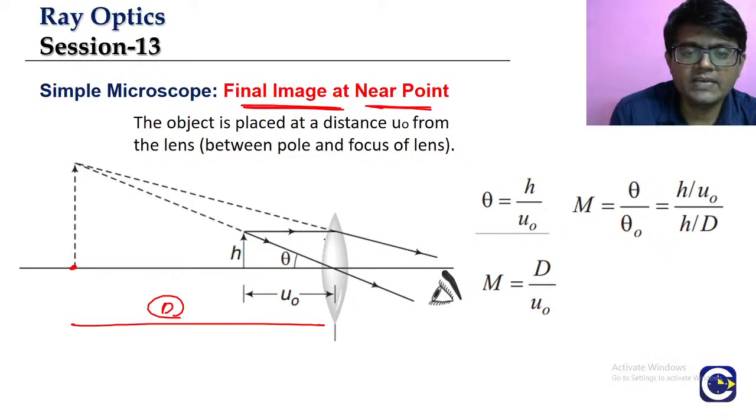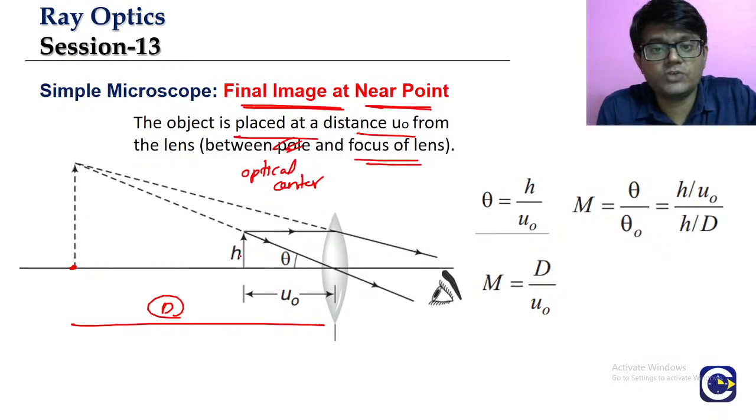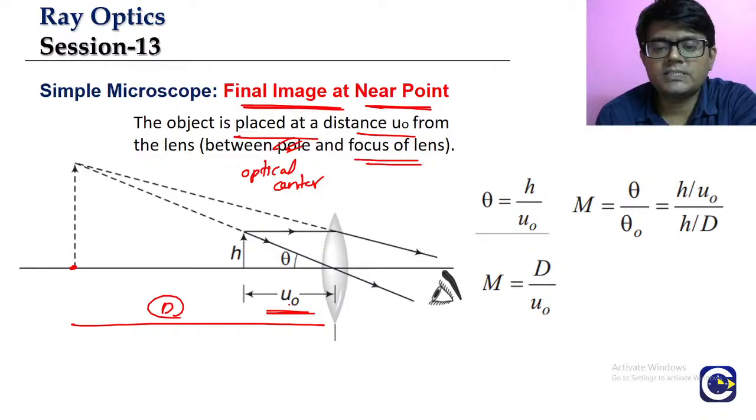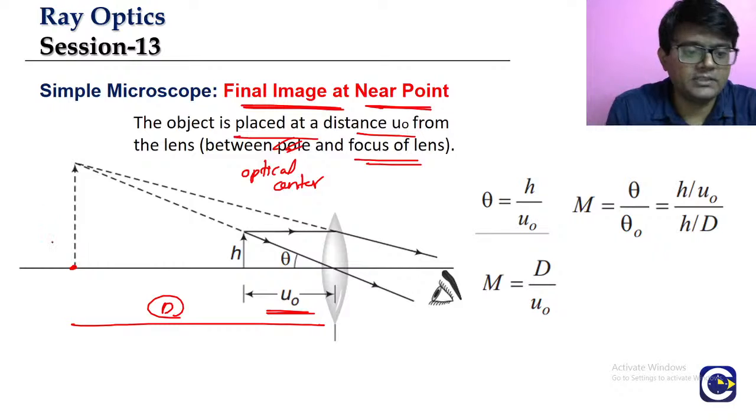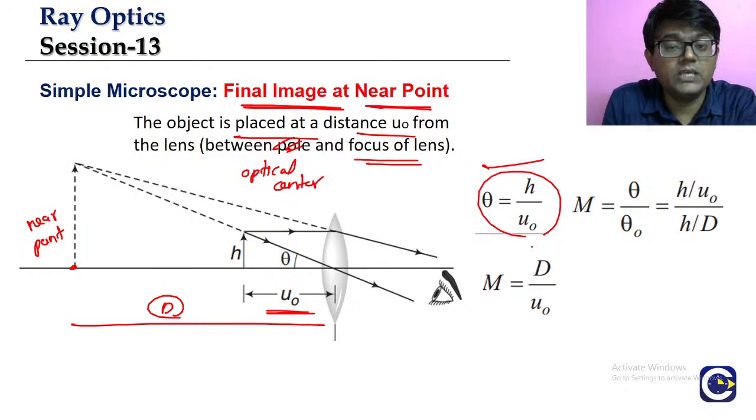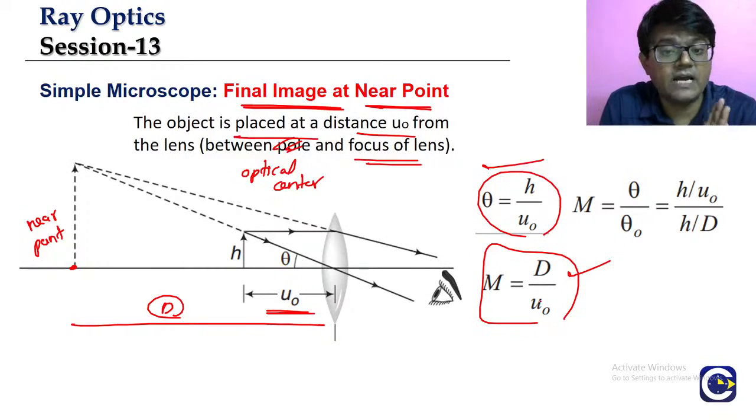Here again we are keeping the object between the optical center of the lens and the focus. We are getting a virtual image. The object distance is u0 and the image is formed at the near point. This is the near point. Now we already have these results: theta is equal to h by u0, and magnification is D by u0.